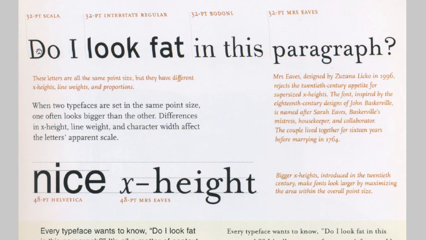So if you look at this, "Do I look fat in this paragraph," you can see that there are 4 different fonts, and they all have different sizings, even though they are all 32 point. So they have different X heights, they have different cap heights, and line weight, and of course they have the character width. The characters themselves are wider or smaller, and that can change a lot of the size differences within the fonts. So a 12-point font isn't always a 12-point font.